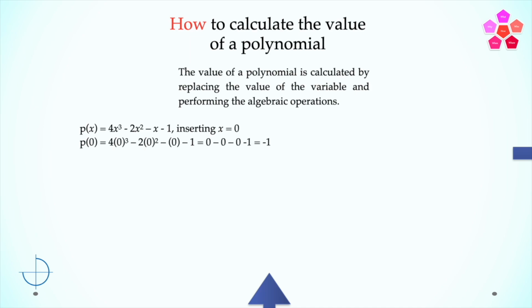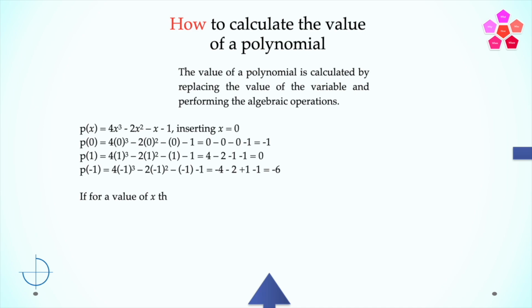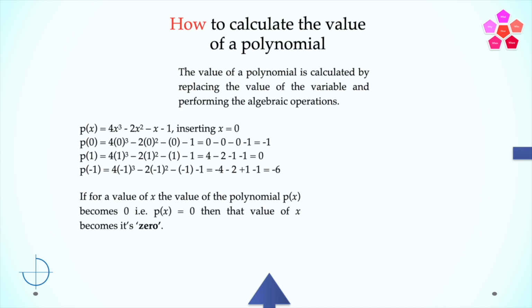If we insert x is equal to 1, we have p(1) is equal to 4 into 1 cube minus 2 into 1 square minus 1 minus 1, which is equal to 0. If we have p of minus 1, doing the calculation, we see that p of x becomes minus 6. If for a value of x, the value of the polynomial p(x) becomes 0, that is p(x) is equal to 0, this is how it is written, then that value of x becomes its zero. It is a very important point and I want you to take it as a pointer.